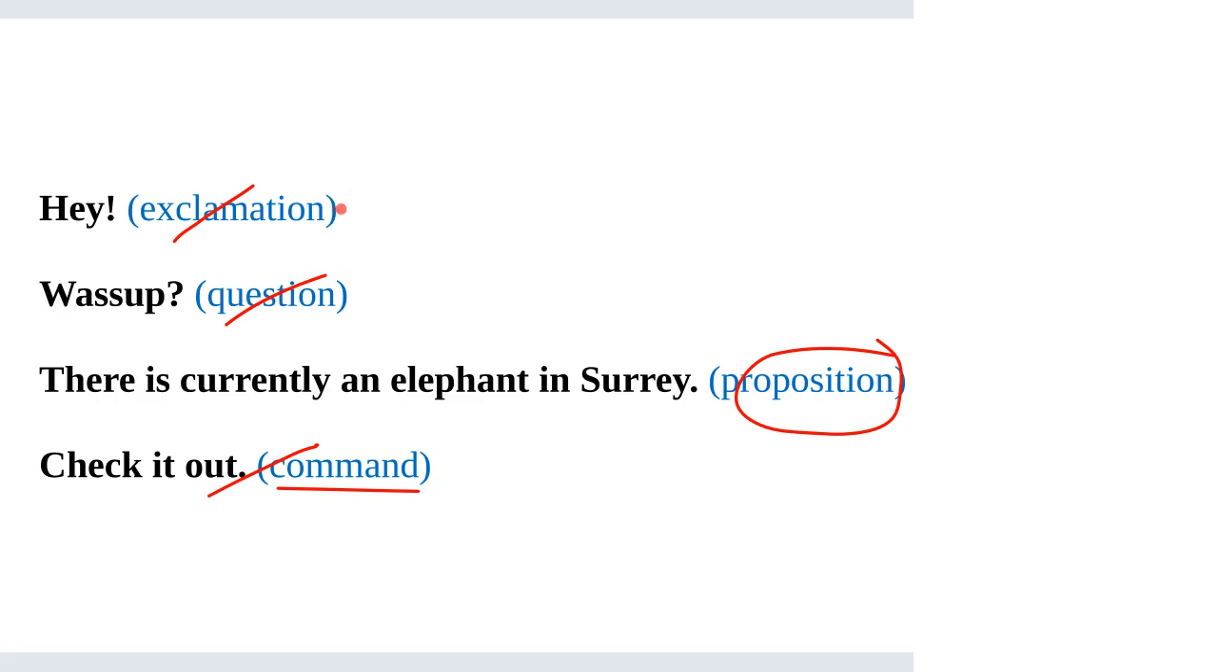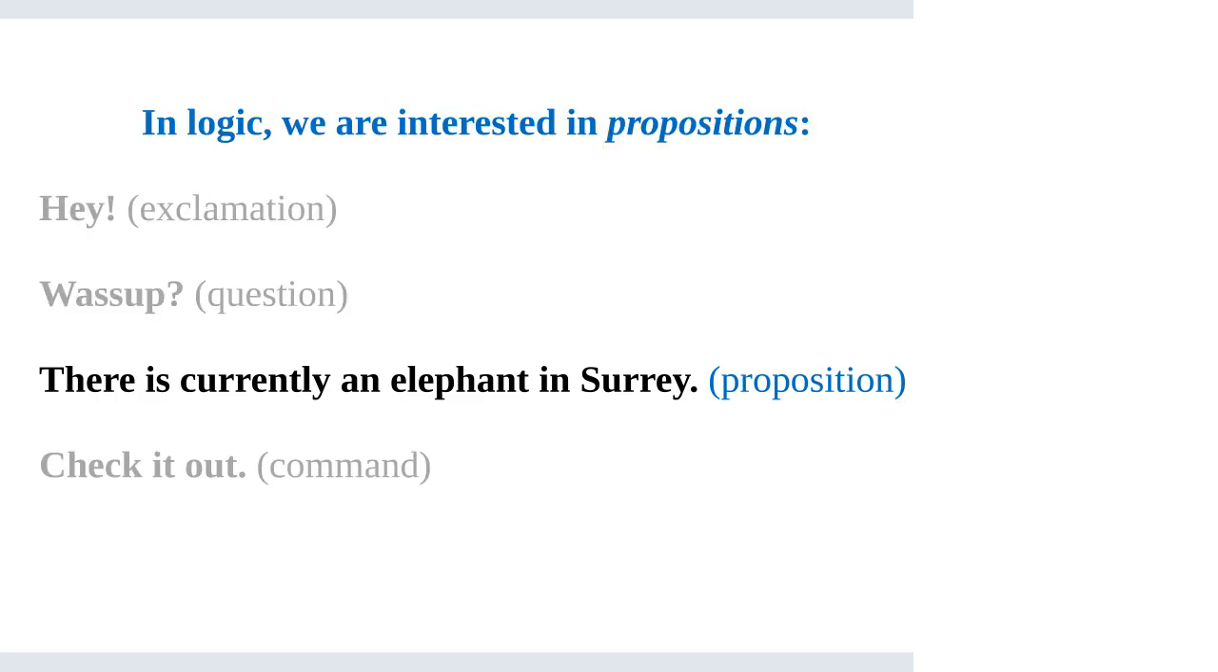Exclamations can convey an emotion. That's great. Questions can be answered or unanswered, and answered correctly or answered incorrectly. But the question itself is neither true nor false. And commands can be obeyed or disobeyed, but the command itself is neither true nor false. Propositions are different. Propositions can be either true or false. This is what distinguishes them, right?